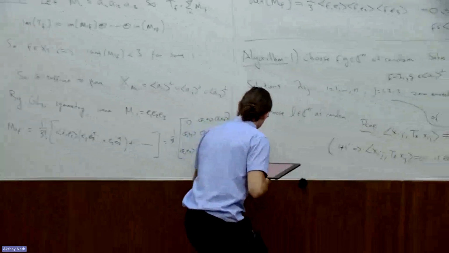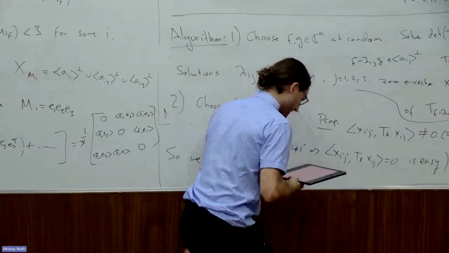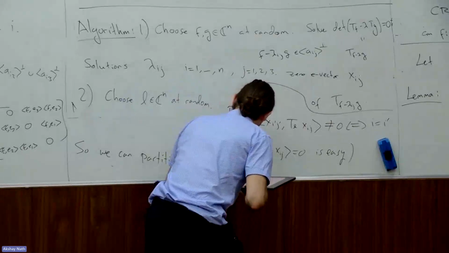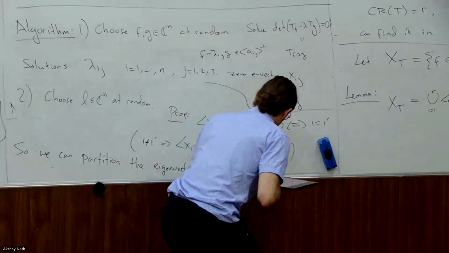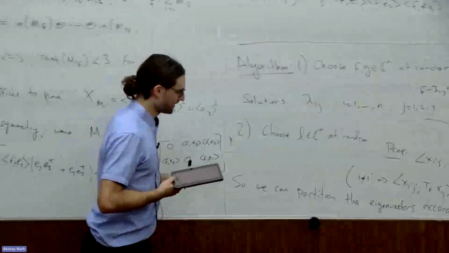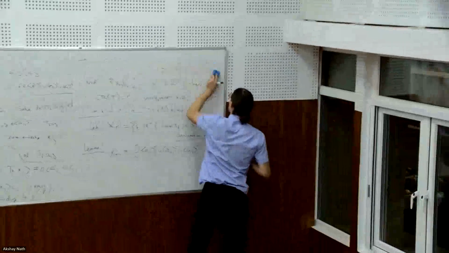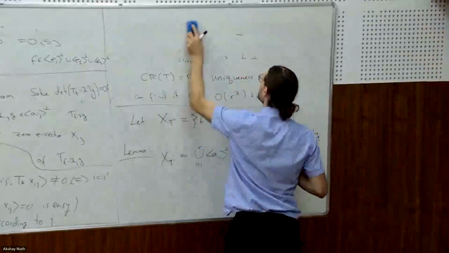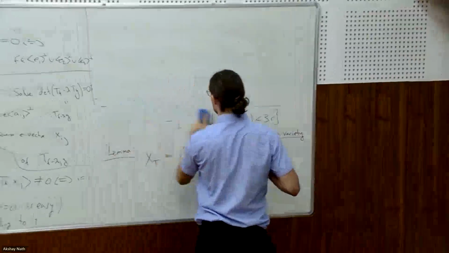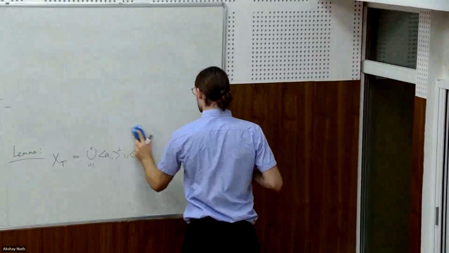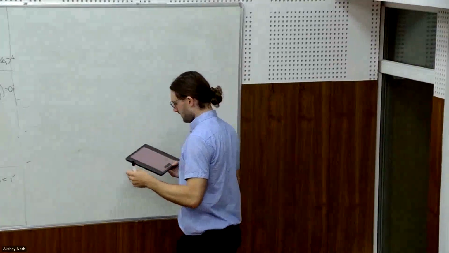So yeah, we can partition the eigenvectors according to their index i. We get sets of size 3.